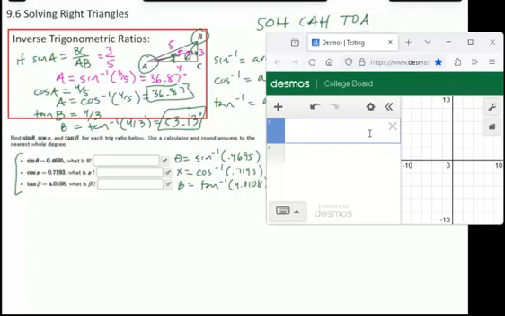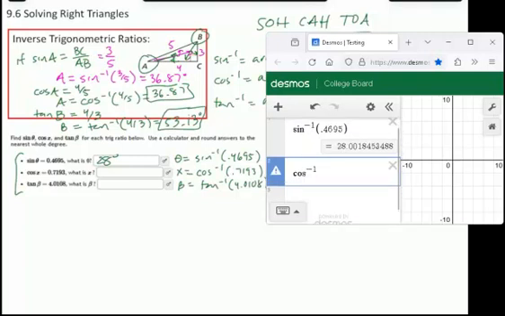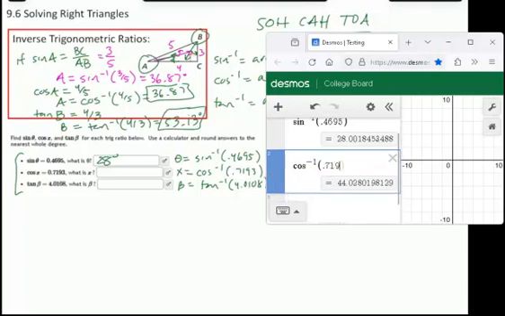And so it's just a matter of entering those. Inverse sine, sine to the power of -1, gives you the inverse of 0.4695. So we get approximately 28 degrees. Again, make sure you're in the right mode. Inverse cosine, cosine to the power of -1, gives you the inverse of 0.7193, and we see 44 degrees.